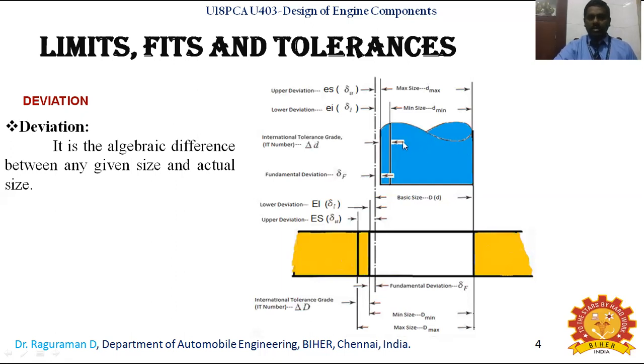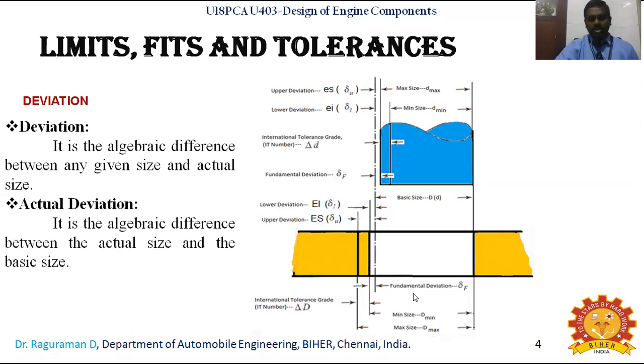Now we are going to see about deviation. So what is the meaning of deviation? Deviation means the algebraic difference between any given size and the actual size. So if you see the actual size here, with respect to the actual size we will say the deviation. If the given size is the maximum size, then we get the upper deviation. If the given size is the minimum size, then the difference with respect to the fixed size to the minimum size is what we call the lower deviation. This is for the case of the shaft basis system. In the shaft basis system, you will make use of small case letters, and in the case of the hole basis system, you will make use of capital letters.